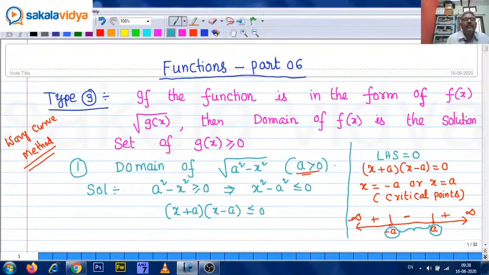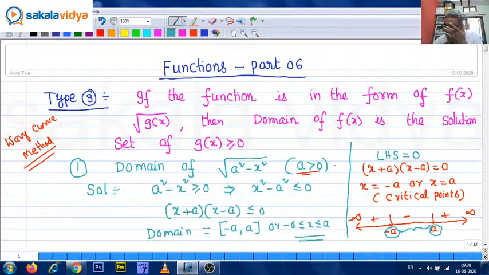Therefore here we can write domain equals to closed bracket minus a comma a closed bracket, or we can write like this also, minus a less than or equal to x, x less than or equal to a. Understood now? Very good, wonderful.